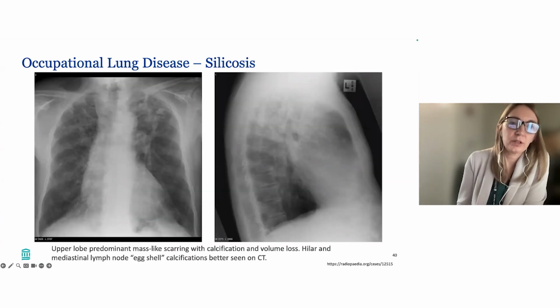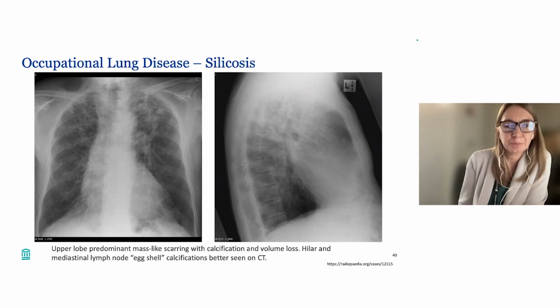This is a chest x-ray of someone with silicosis. It notably has upper lobe predominant sort of mass-like scarring with calcifications and volume loss. The hilar mediastinal lymph node eggshell calcifications that are classic for this disease are better seen on CT.